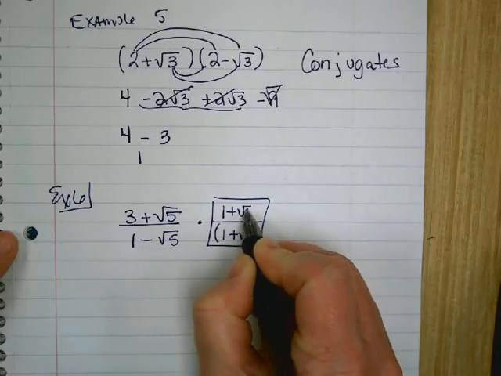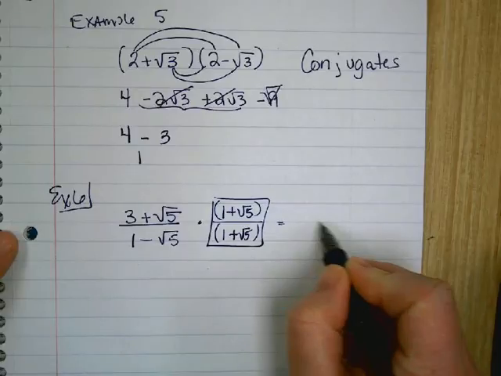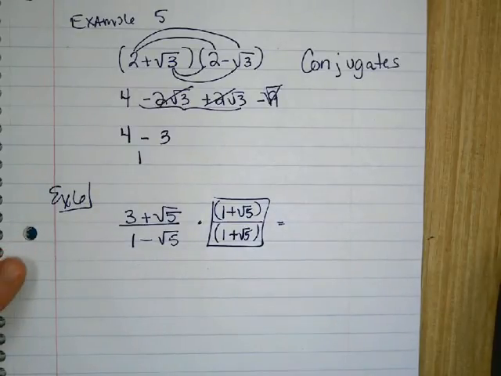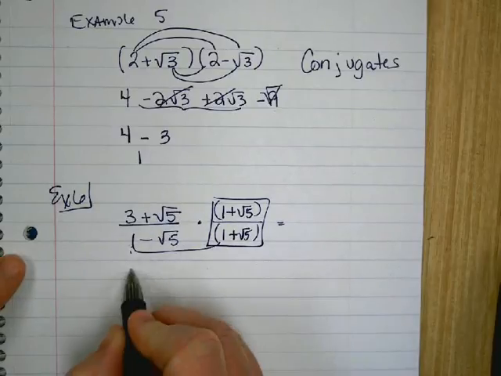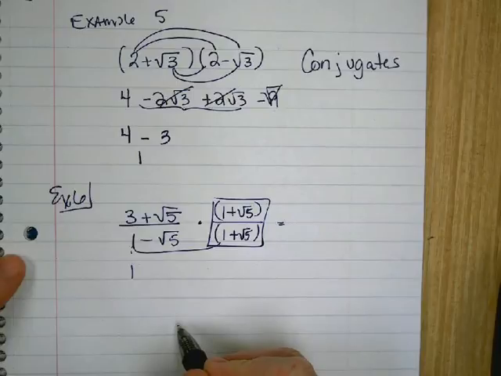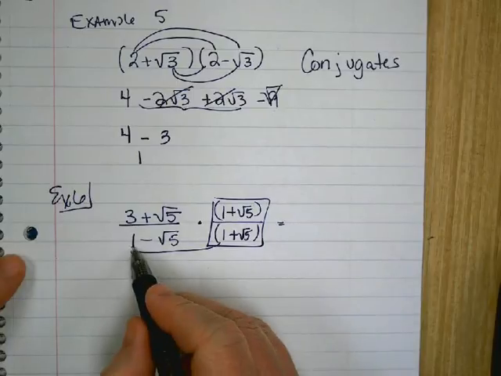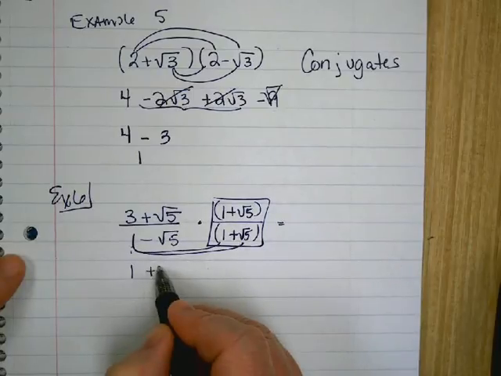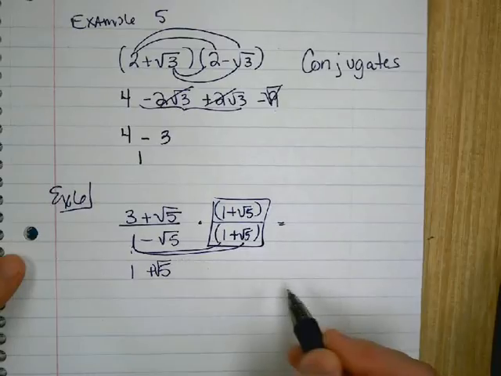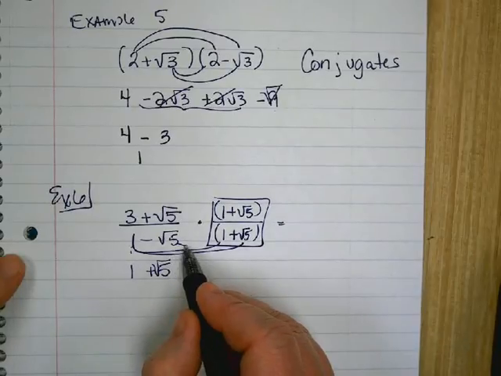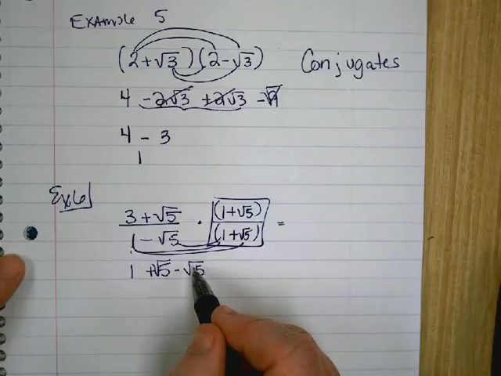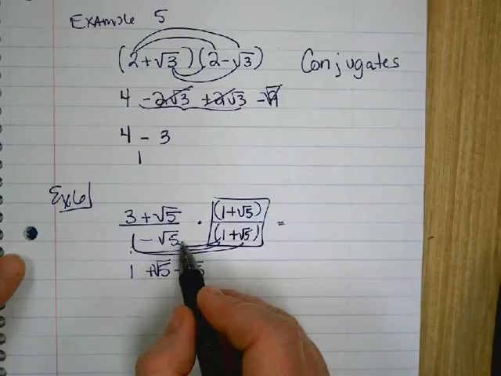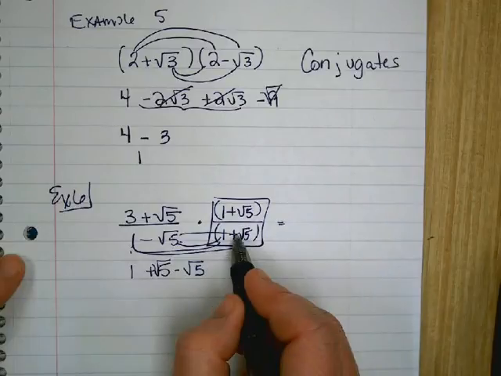And you have to do FOIL. You have to do it twice. 1 times 1 is 1. 1 times the square root of 5 is the square root of 5. 1 times negative square root of 5 is negative square root of 5. And then the last times last is minus the square root of 25.